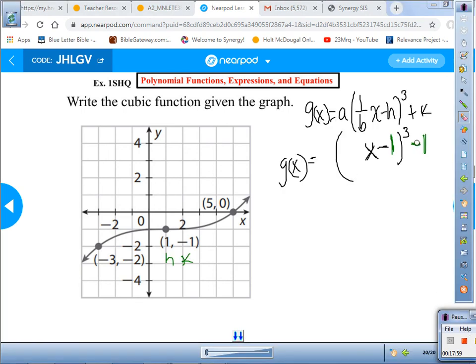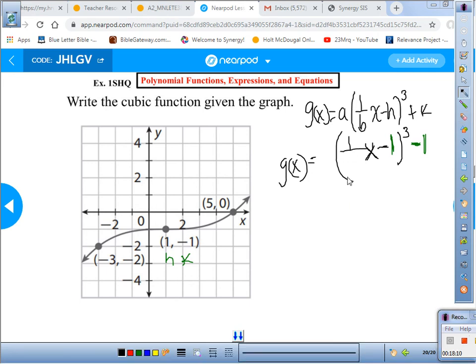So far, I wrote my equation. Substituted the vertex, 1 and negative 1. And what am I missing? 1 over b. I'm going to leave the blank there and the blank for a. Which one did you guys use? The bottom one or the top one? Top. So then I write b plus h for that one and a plus k for that one.